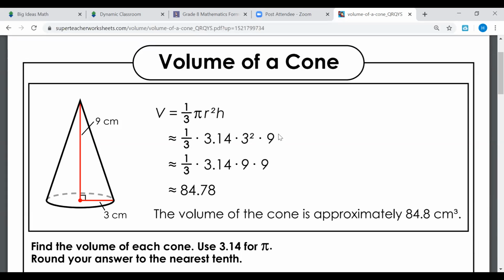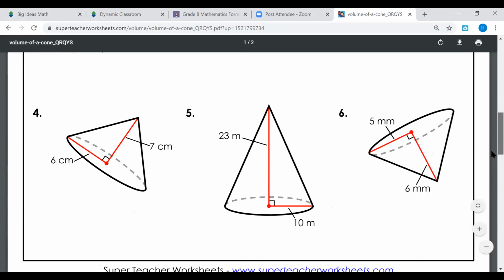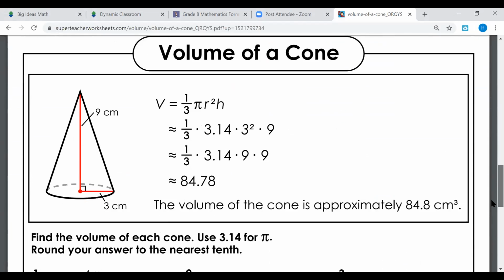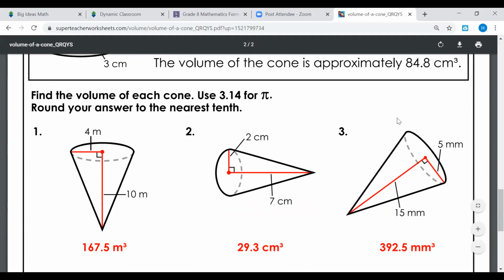Again, you are rounding your answer. In this example, they're multiplying pi right at the beginning, whereas in our book, they didn't multiply by pi 3.14 until after everything else was calculated. So I'll let you choose. Just remember that you're rounding your answer to the nearest tenth. I'm going to show you the answers for numbers 1 through 3, just so you can compare.